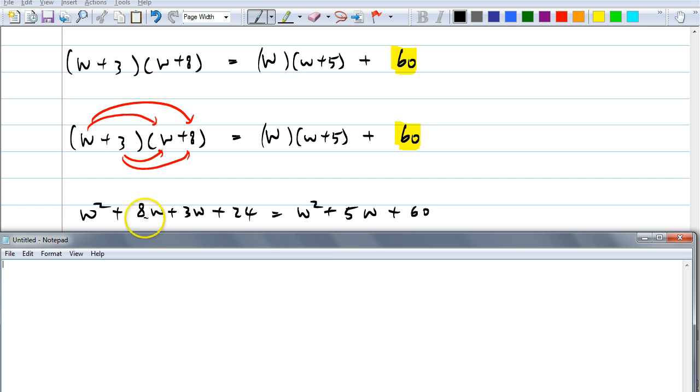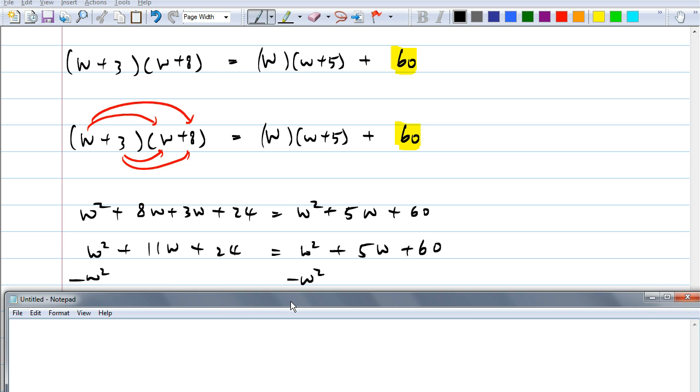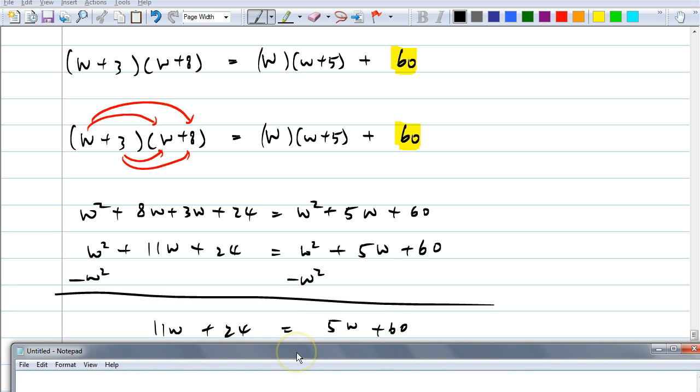Well, before you do that, what about 8W plus 3W? What do you get when you add those together? Right, there you go. Then, of course, you subtract W from both sides. Isn't that nice? The W squares go away, which is sort of what we like, because, like I said, we don't know how to solve those yet. And then we get 11W plus 24 equals 5W plus 60.